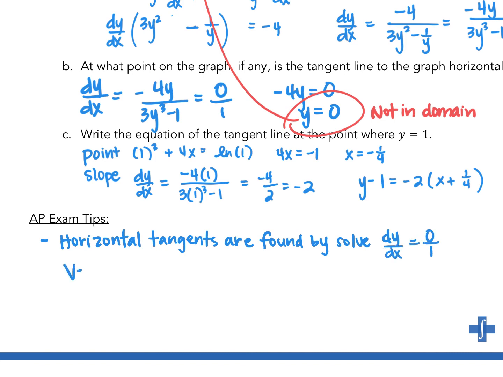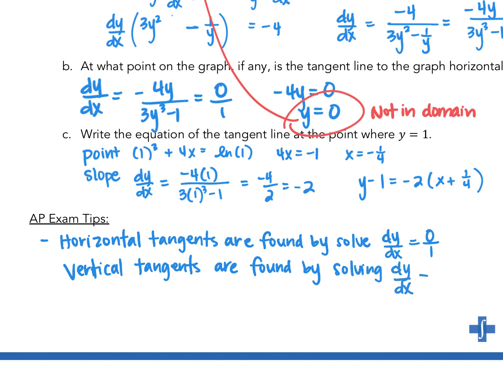By a similar vein, vertical tangents, you can find those when you set the derivative equal to 1 over 0. So we would write dy dx equals 1 over 0. So those are some AP exam tips to take away. Once you have the expression of a derivative, you're going to cross multiply to find the places where it might be horizontally or vertically tangent.